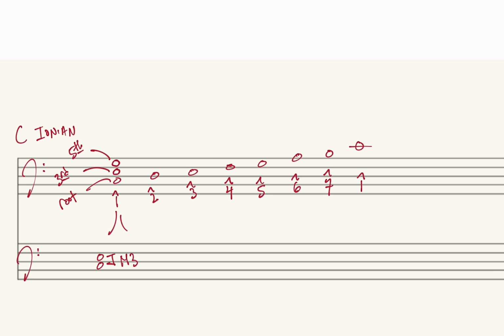Then the second component is the interval from the third, E, to the fifth, G, and that interval from E up to G is a minor third. And we know that because there are 3 semitones from E up to G.